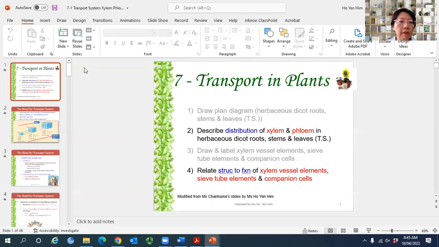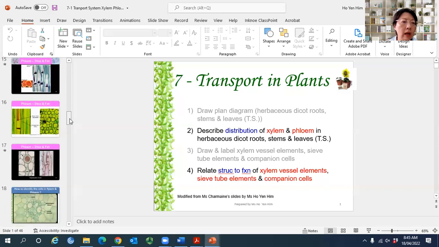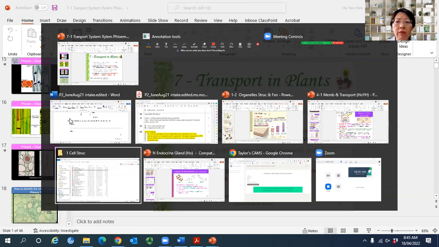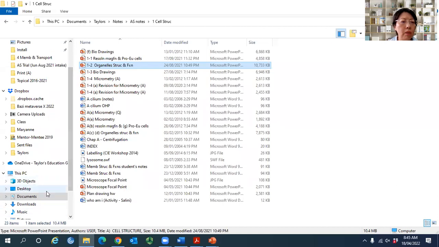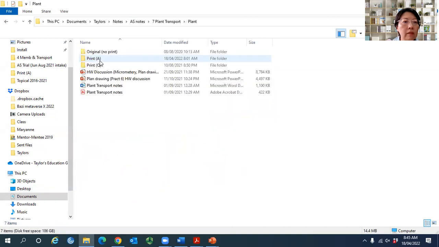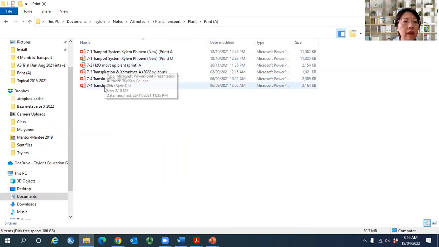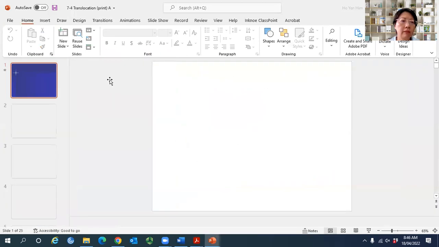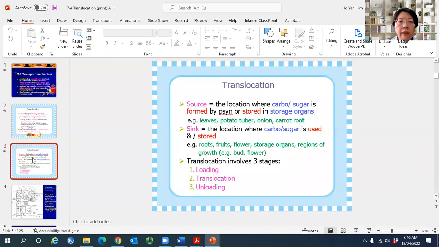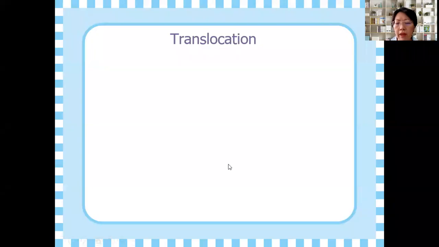Okay, here. No, not this one. Where's my plant? Plant transport. Source and sink. I didn't open up. Okay, let's go to AS notes. Make sure you get it correct. Okay, translocation. So there is the definition for source and sink here, I think. So make sure you know exactly the meaning of source and sink.